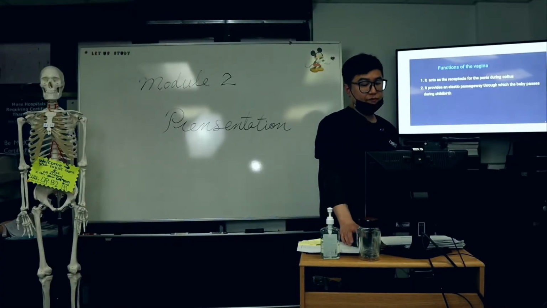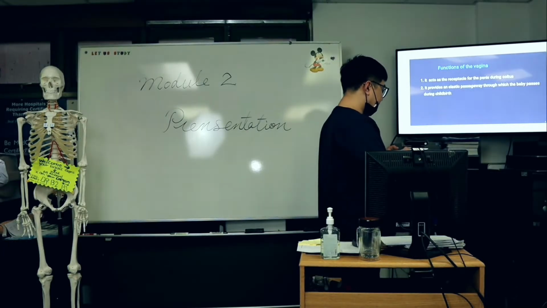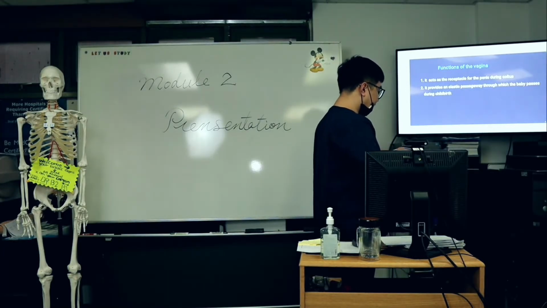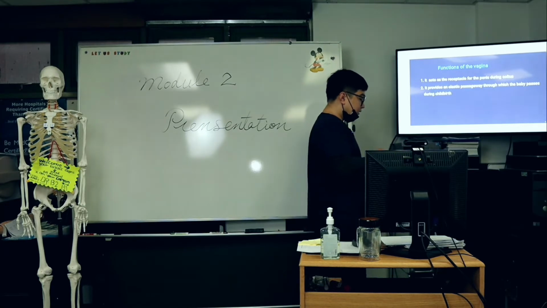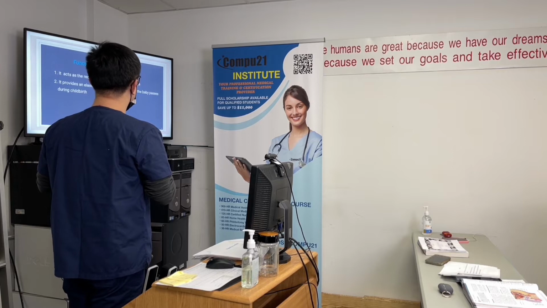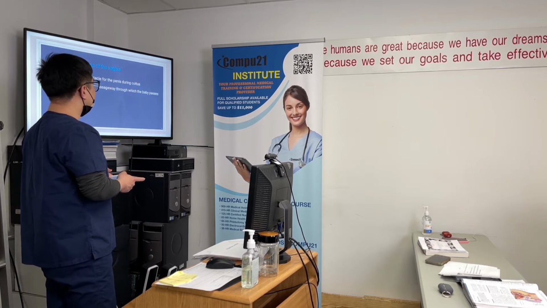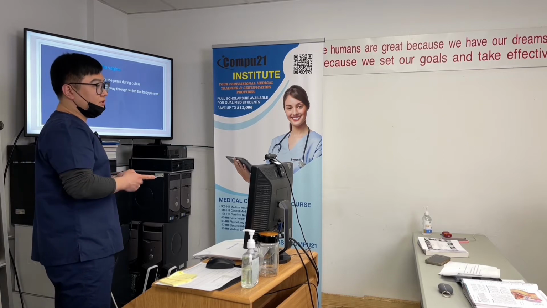As we know, the vagina has two functions. The first function is to receive the penis during intercourse. Another function, very important for the female, is as the passageway through which the baby passes during childbirth.